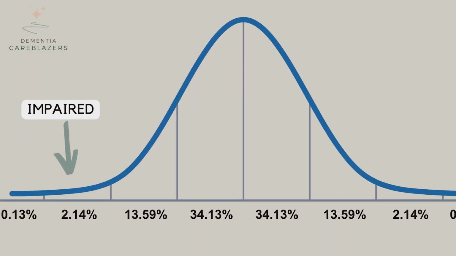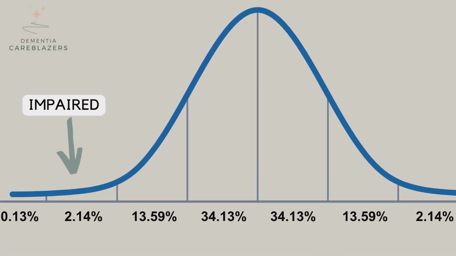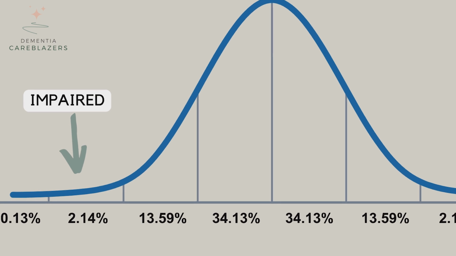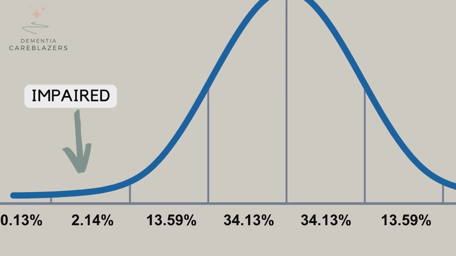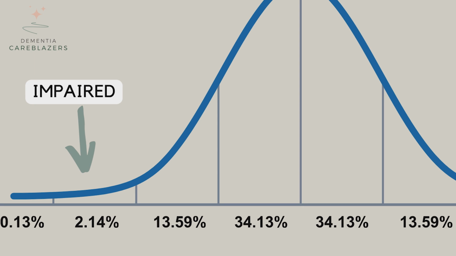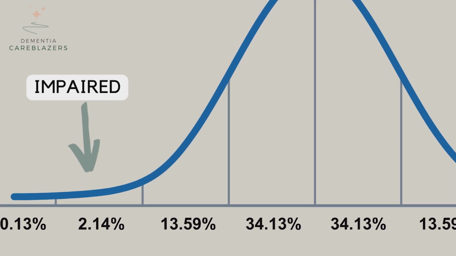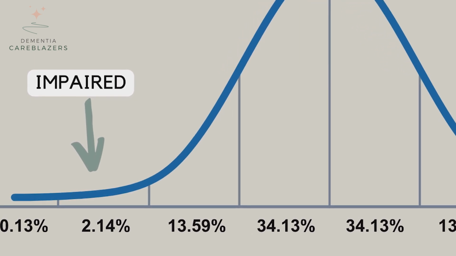If somebody scores 2 standard deviations below the mean, that's impaired. That means that the person's score is lower than about 98% of the scores in that population. And if somebody is 1.5 standard deviations below the mean, so they're not quite at 2 standard deviations, they're not quite impaired, but they're beyond the 1, about 1.5, we consider that borderline impaired. It's a little bit of a gray area.